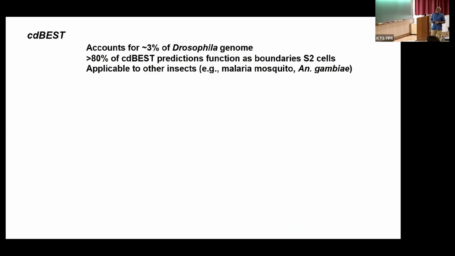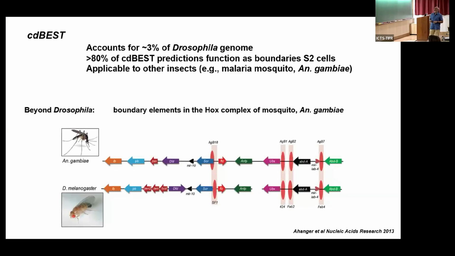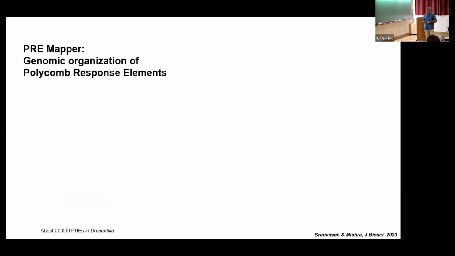So this was very interesting. So we compared with other insects. Do we see the same kind? So we did, of course, experiments and showed that about 80% of these predicted ones we could assay for their boundary function in the S2 cell assays. And even in, let's say, the malaria mosquito, we annotated the complex and predicted the chromatin domain boundary using the tool, and then tested in the fly, and they actually function very nicely as would be expected. So that is one way, so you can predict, that is about 3% of the genome it accounts for.